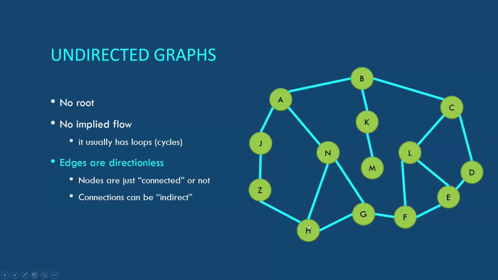And in terms of our language, if I say H is connected to A, that means I can get to A somehow from H, whether it's this way or this way. I could get from H to A in probably a lot of different ways. So sometimes we want to find just one way to get there. Sometimes we want to find all the ways to get there. Okay, so those connections can be indirect.